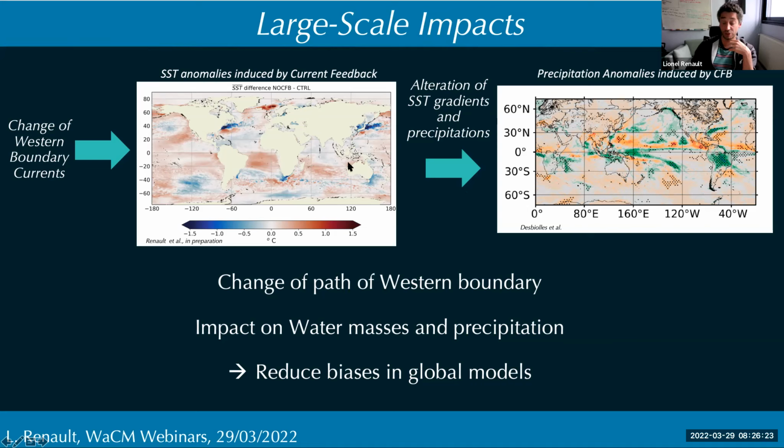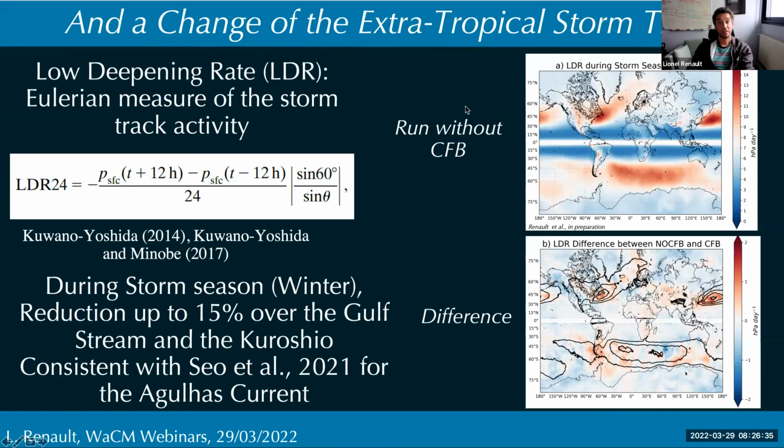This is done with a 30-year simulation at 1/12 of a degree, but it's consistent with regional simulations I have, and also with Renault et al. 2021. And the last one is ongoing results, an ongoing study we are doing. It also changes the SST gradients, which have an impact on the extratropical storm track.